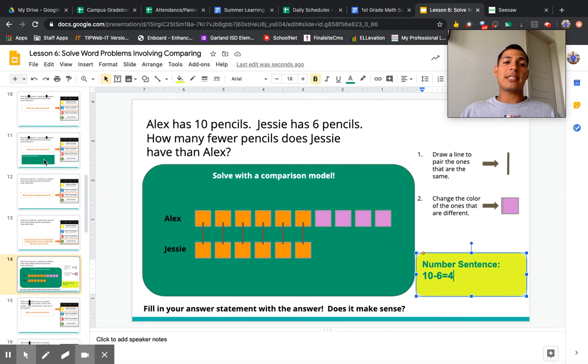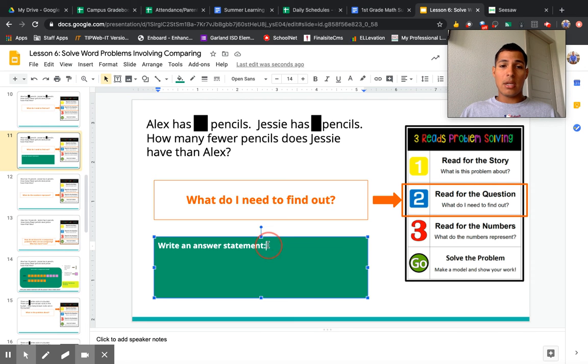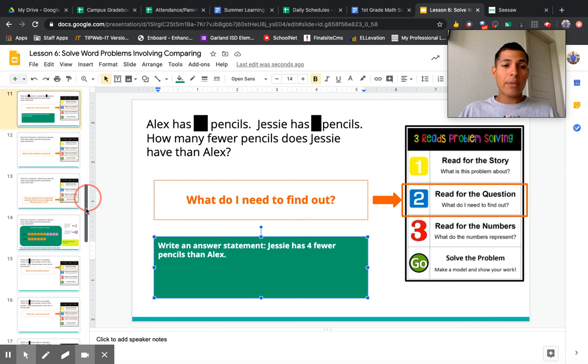That leaves our last step, our solution statement or our answer statement. And this goes just like this. We know that Jesse has 4 fewer pencils than Alex. And there we go. Just like that. We're done.